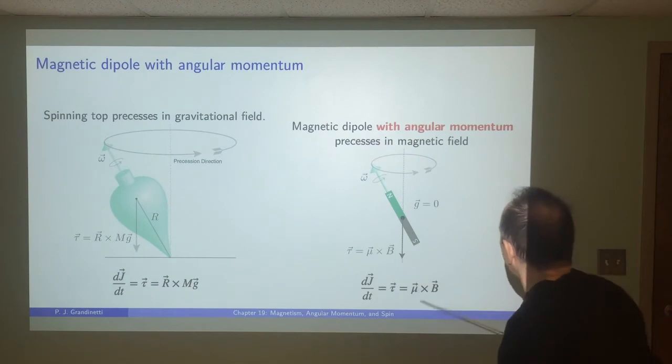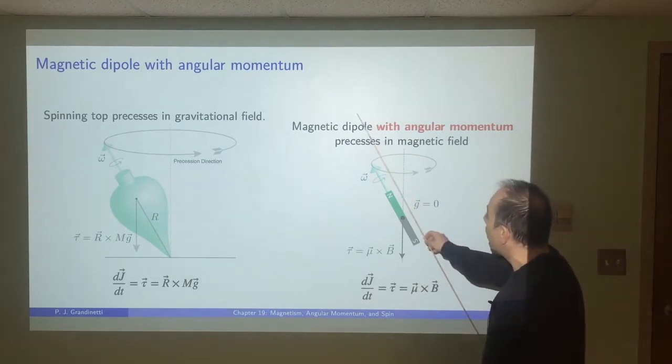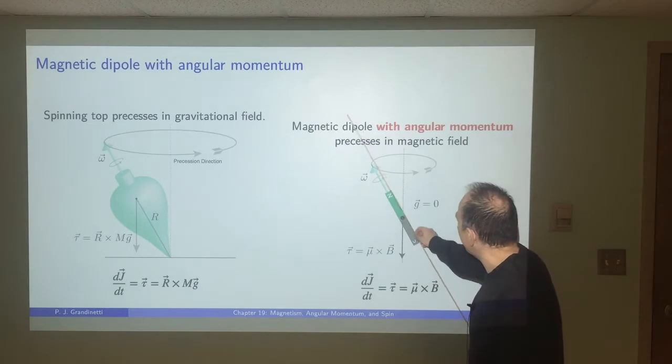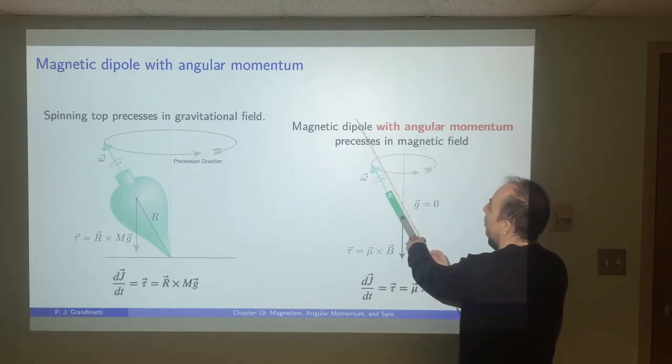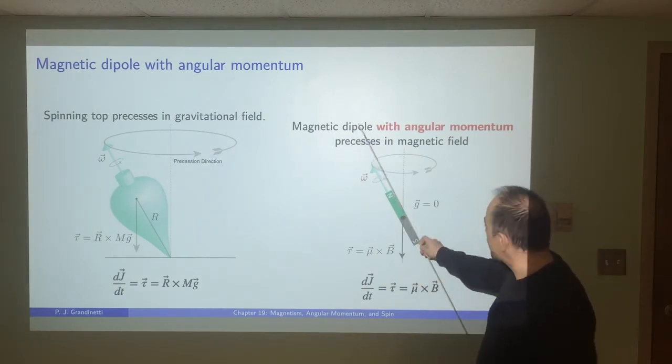But what I want you to realize is that the same thing will happen if our magnetic dipole moment also had an angular momentum and we placed it in a magnetic field. So let's just say now that we just have a magnetic dipole moment, but now it's spinning about its long axis, and we place it in a magnetic field and we allow it to move.